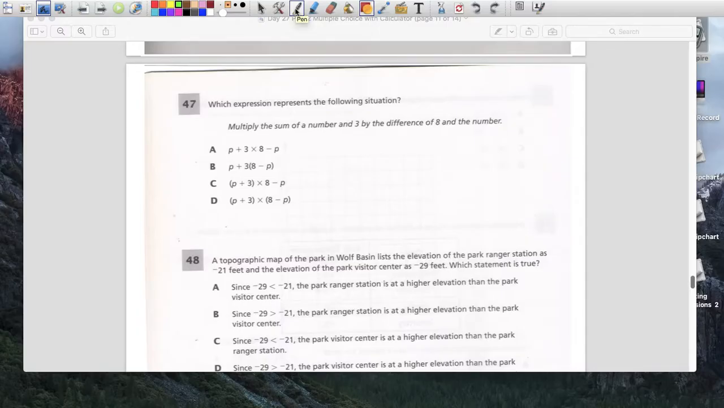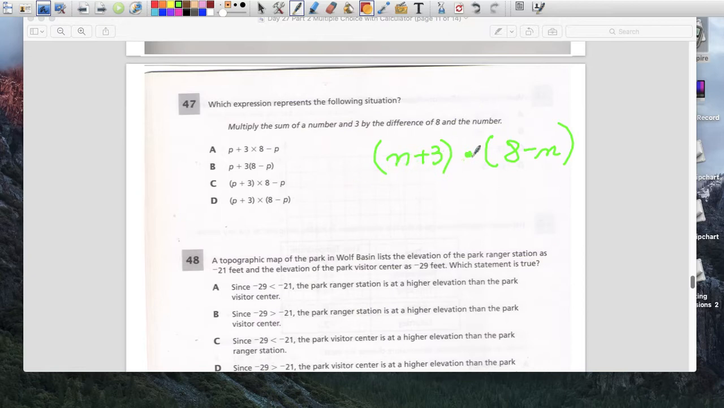Multiply the sum of a number and 3. Let's get the sum of a number first, and let's multiply that by 3. No, multiply the sum of a number and 3. Here's the sum of the number and 3. We'll multiply this times the difference of 8 and a number. There we go. Sorry.